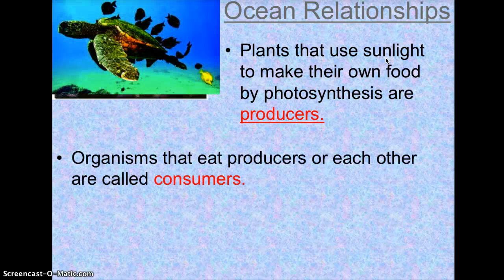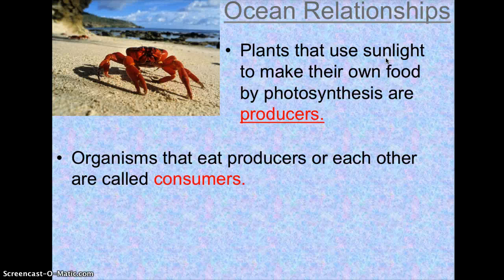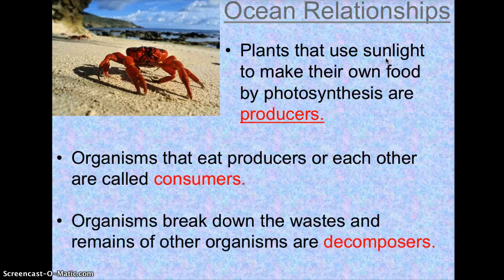And then secondly are consumers, and those are any organism or producer that eats each other. So your meat eaters, so we would be consumers because we eat either plants or animals. And then finally you have decomposers. And decomposers are like this crab here. They will eat organisms that are already dead, so they help to break down waste and dead creatures.